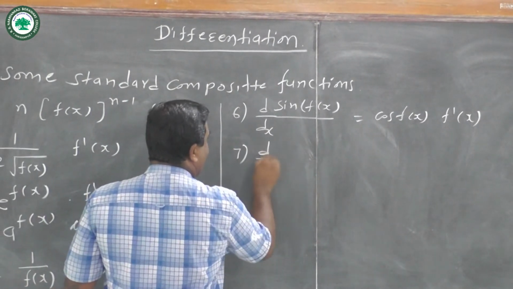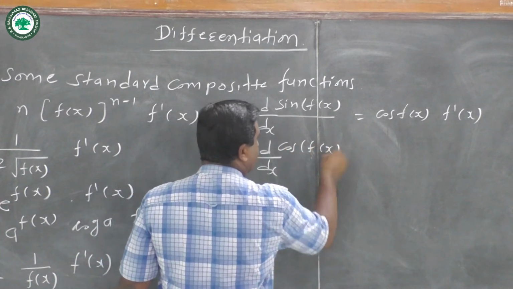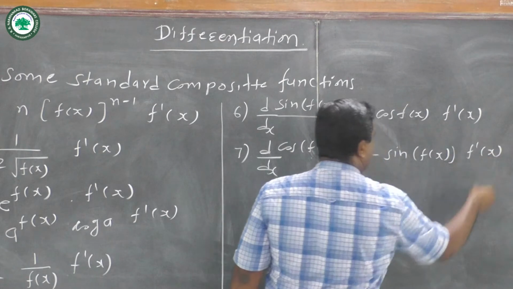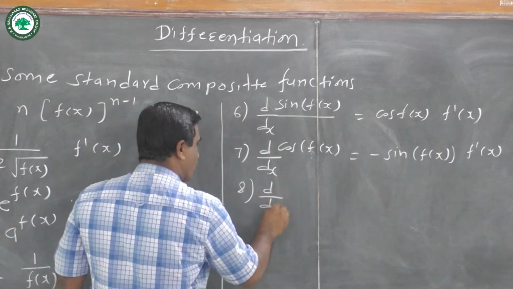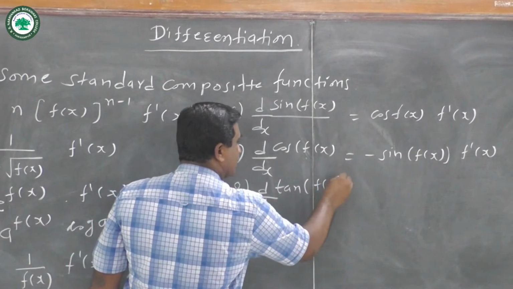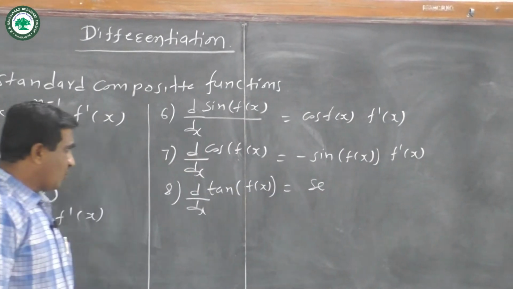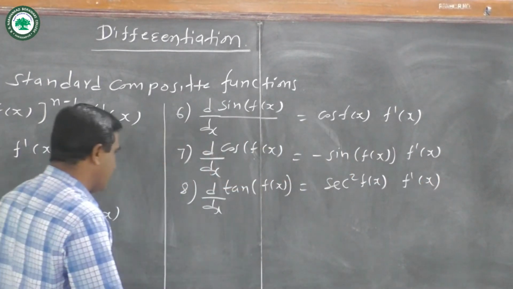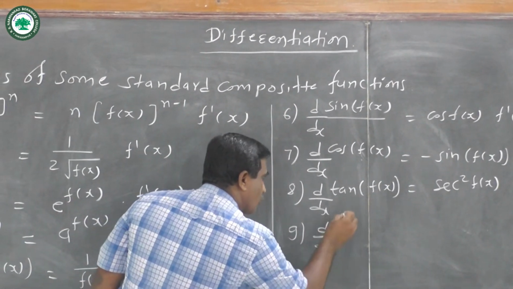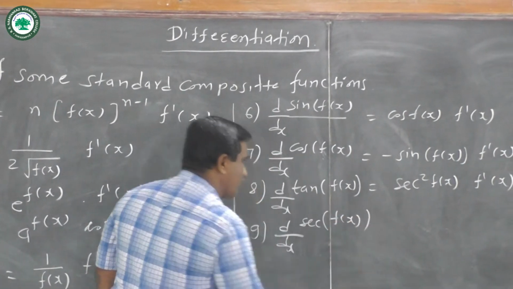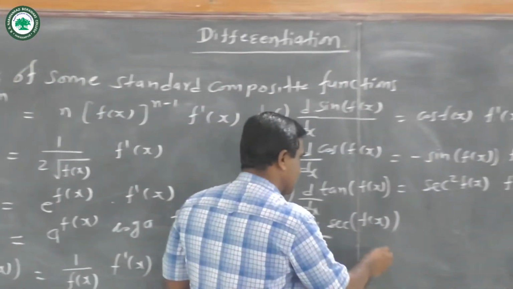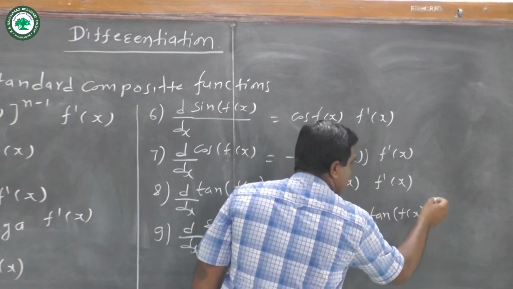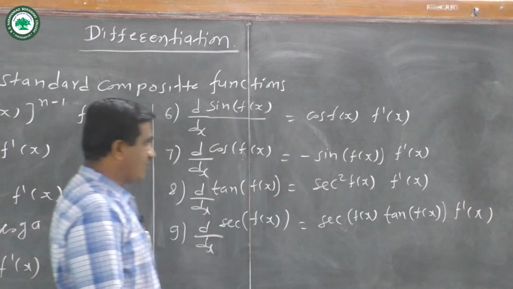Number 7, dy/dx of cos f(x) is equal to minus sin f(x) into f'(x). Further, number 8, dy/dx of tan f(x), the derivative of tan f(x) is sec square f(x) into f'(x). Next trigonometric function, dy/dx of sec f(x), a trigonometric function as well as a composite function. The derivative of this function is equal to sec f(x) into tan f(x) into f'(x).